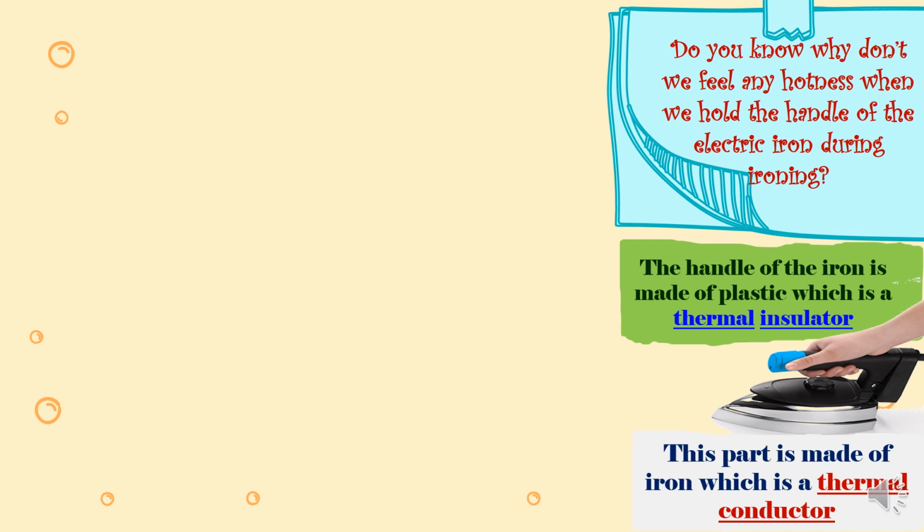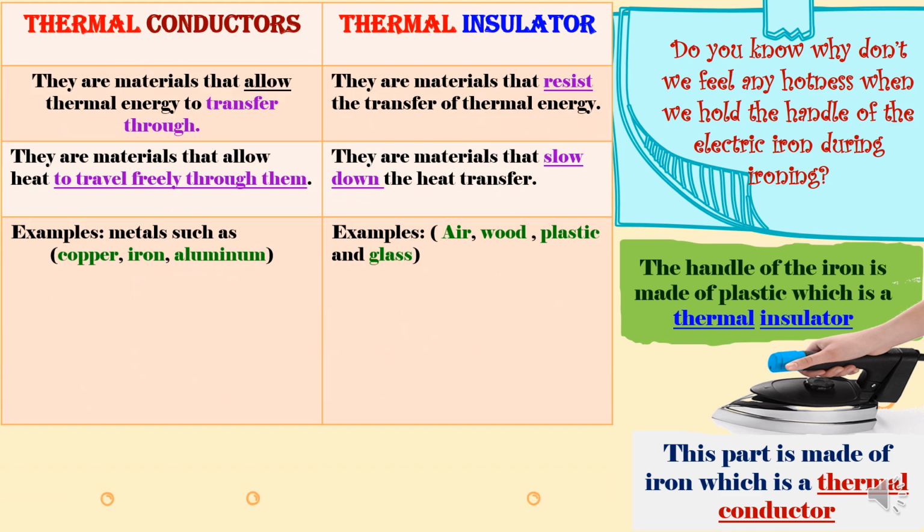But what's the difference between thermal insulators and thermal conductors? Thermal conductors are materials that allow thermal energy to transfer through, while thermal insulators are materials that resist or slow down the transfer of thermal energy. Thermal conductors are such as all metals like copper, iron, aluminum, while thermal insulators are such as plastic, wood, glass, and air.